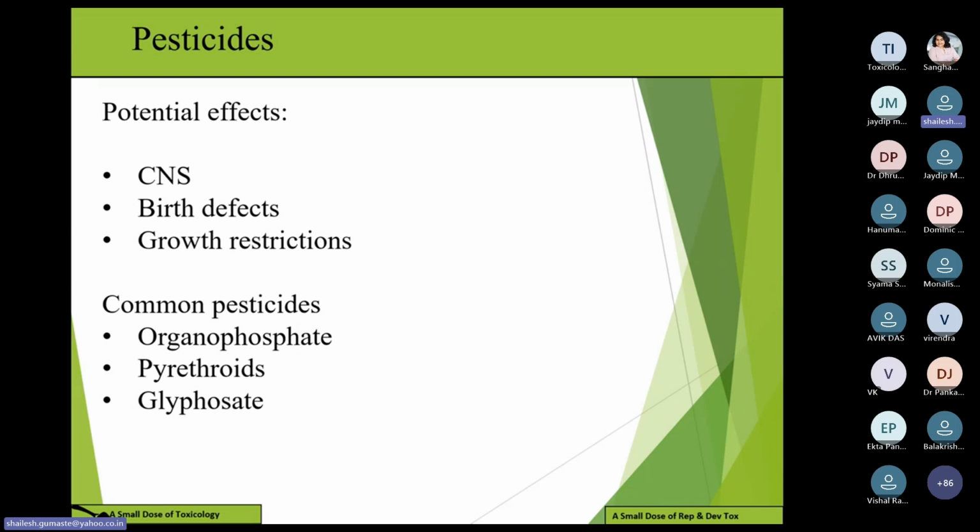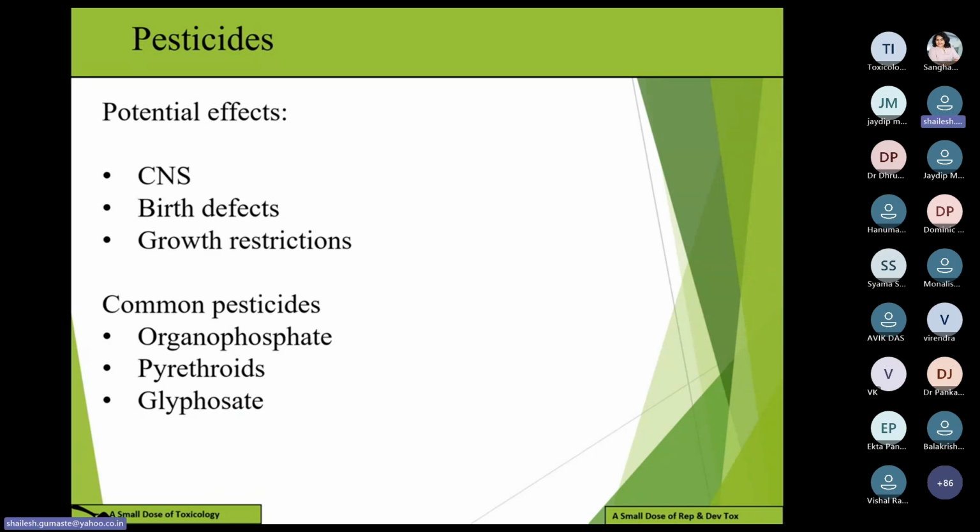How can we be exposed to pesticides? Occupational exposure: people working with pesticides, such as farmers or agriculture workers, may be at higher risk of exposure. Environmental exposure: pesticides can contaminate air, water, and food, leading to exposure through everyday activities. And home use: pesticides widely used in homes and gardens can also lead to exposure.